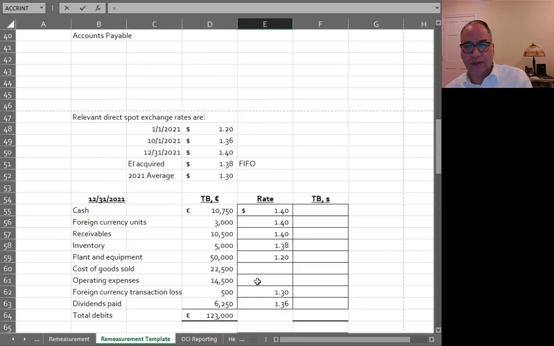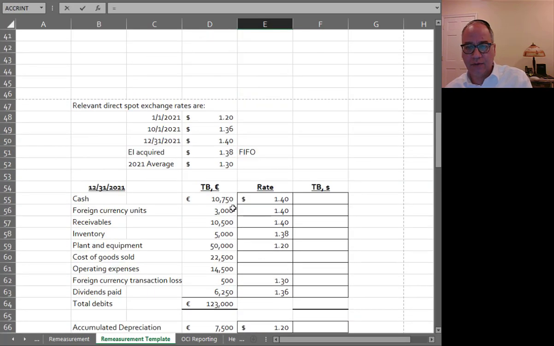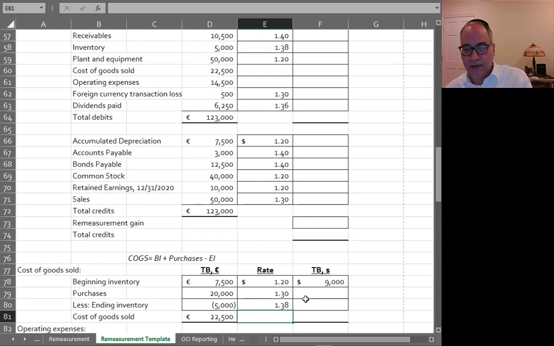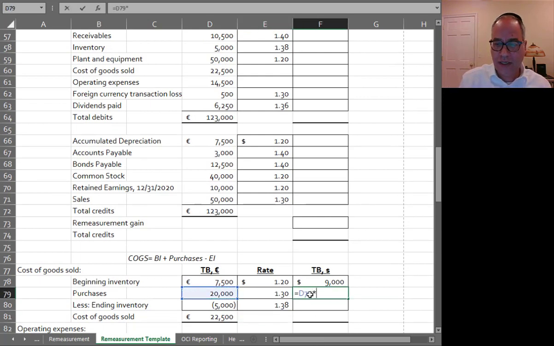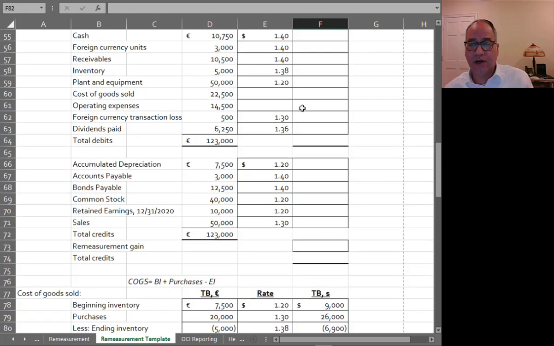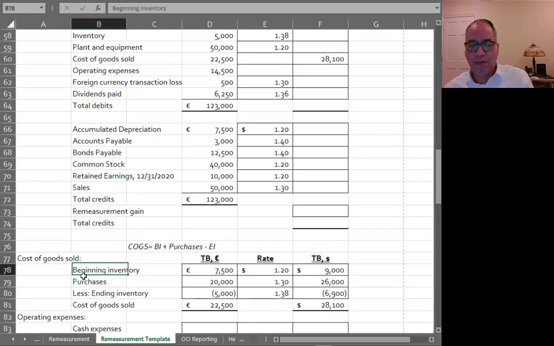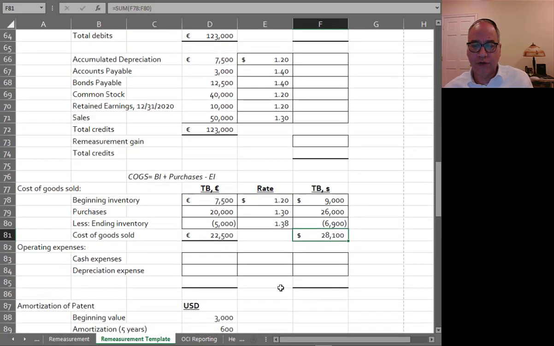As purchases were purchased evenly throughout the year, the rate on purchases would be $1.30. Ending inventory, we know, was at $1.38. So purchases in dollars would be 20,000 times $1.30, and ending inventory would be negative 5,000 times $1.38. It would come out to be, in dollars, $28,100. So that's going to be cost of goods sold. There's no one exchange rate for that. I rather have to figure out cost of goods sold by plugging in what the exchange rates were, pretty much reconstructing what would have happened with cost of goods sold.